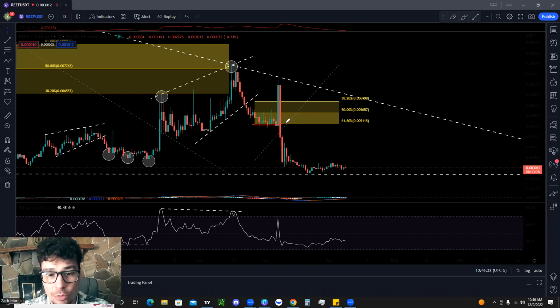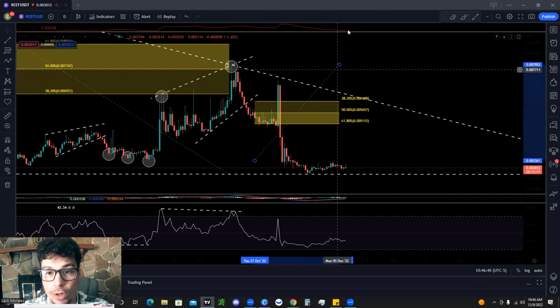And things looked very good because Reef was holding the level, and then we got a sharp bounce, and then the news about FTX comes out, and it pretty much crashes the whole market. So what we have to do is get rid of this now.